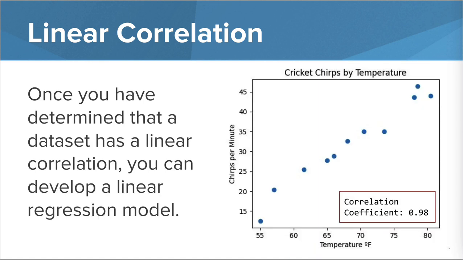We have determined that a set of data has a linear relationship by plotting the points on a graph and looking at the correlation coefficients. This dataset has a correlation coefficient of 0.98. As a reminder, the correlation coefficient is between 0 and 1. The closer to 1 the value is, the stronger the linear relationship.